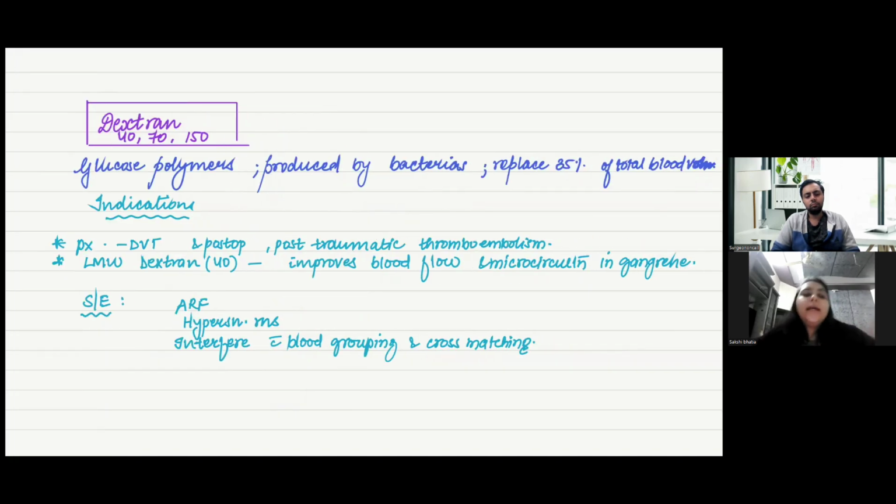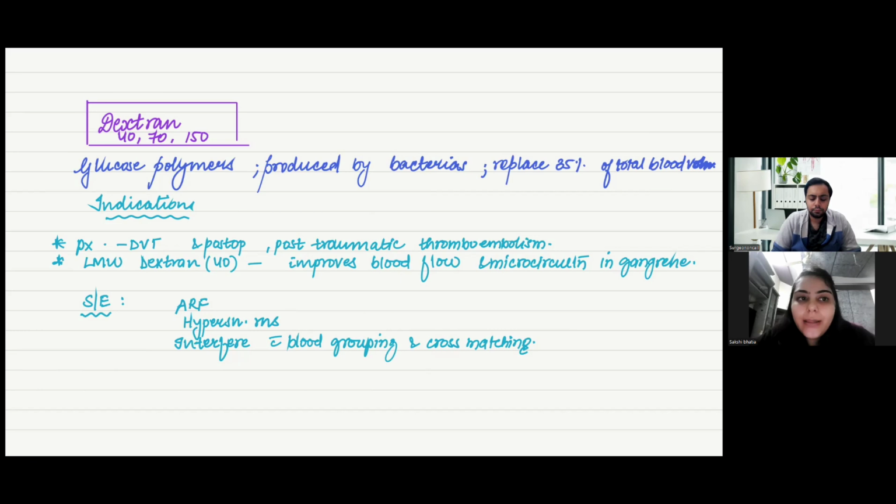Next example of colloids is dextran, which comes in the form of dextran 40, dextran 70, and dextran 150. What are dextrans? Dextrans are glucose molecules which are produced by bacteria, which replace 35% of the total blood volume. So, what are the indications? Any patient who is coming with deep venous thrombosis or is a case of post-op or post-traumatic thromboembolism, there we can give dextran. Low molecular weight dextran 40 helps in improving blood flow and microcirculation in case of gangrene patients.